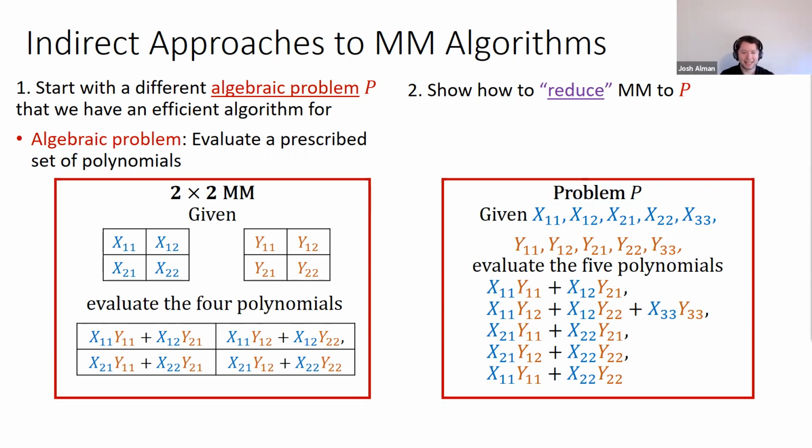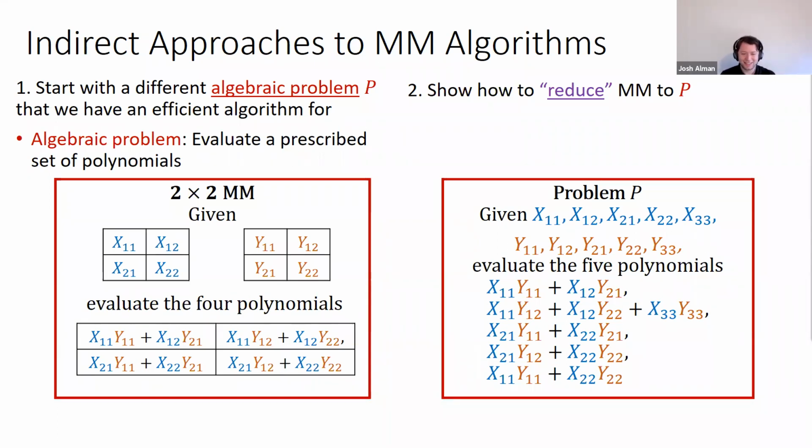You've probably seen other examples too, like polynomial multiplication, where you're given the coefficients of 2 polynomials and you want to figure out the coefficients of their product, or things like Fourier transforms. These can also be viewed as algebraic problems.